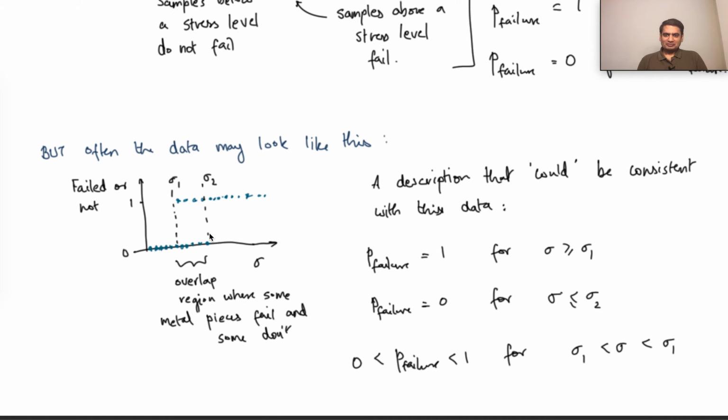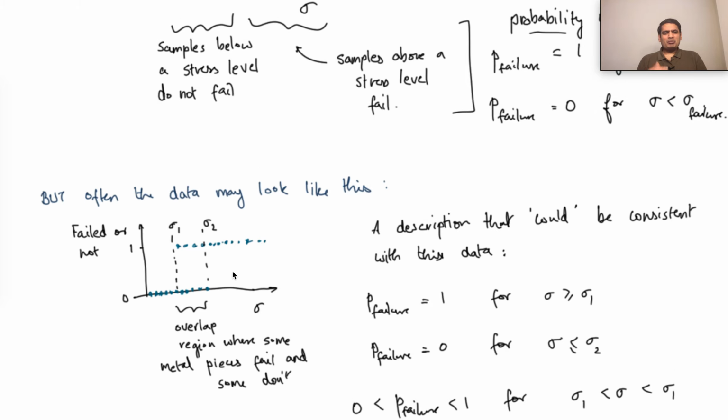Okay, in this region. That's a plausible scenario, and that could arise because of imperfections in the sample, all the samples not being perfectly identical, maybe some randomness in the control of this input, etc. Right? You can imagine all those possibilities.